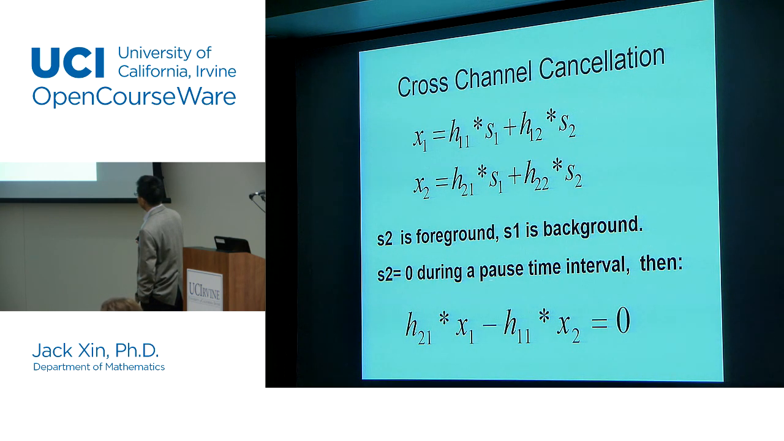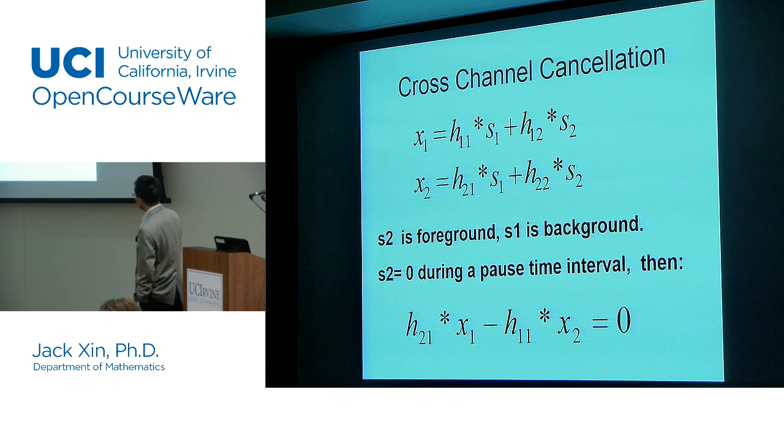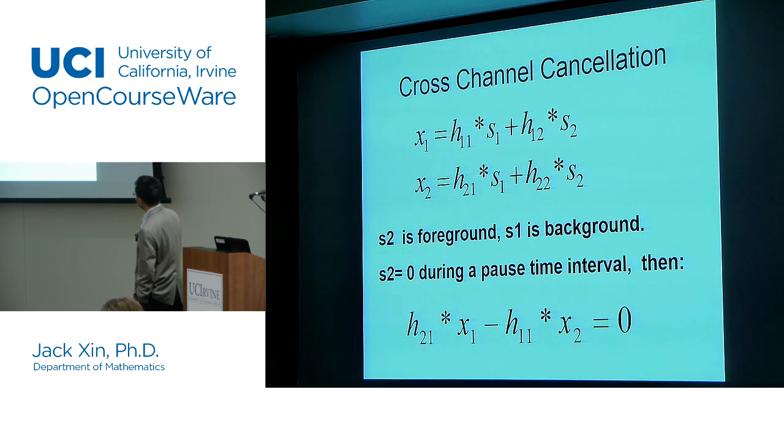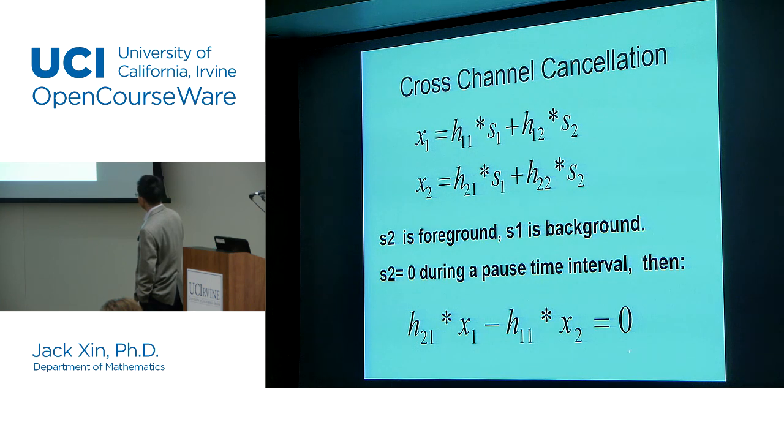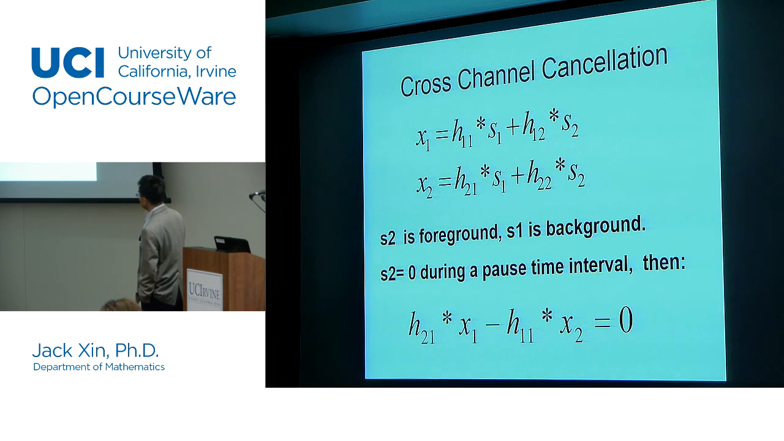Suppose the foreground is speech. When we talk, we make pauses, not continuous. Occasionally we make pauses. During a pause period, s2 will be 0. So then there's only two terms over here. If we multiply the first equation by H21, the second equation by H11, and subtract, then we get 0, right? So they cancel out. That means during the pause period, this equation is approximately true.